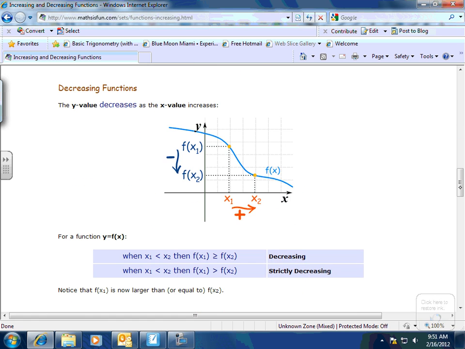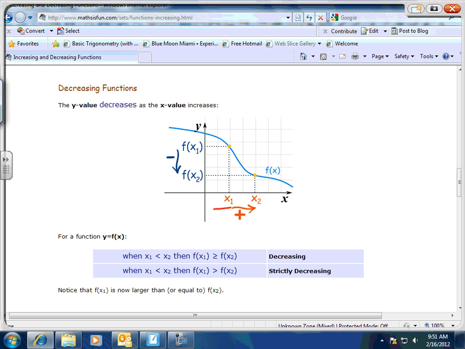As x increases to infinity, what's happening to y? Slowly but surely, it's going down. So that is called a decreasing function. This is all review again. We've done this already, but I just wanted to give you another visual before we continue today. Does that make sense, gentlemen?